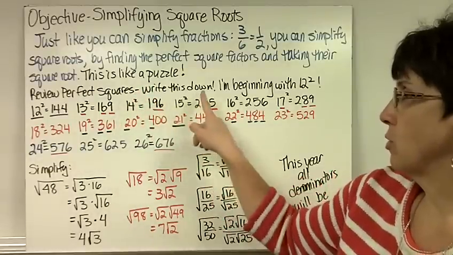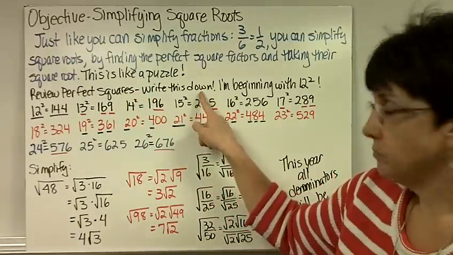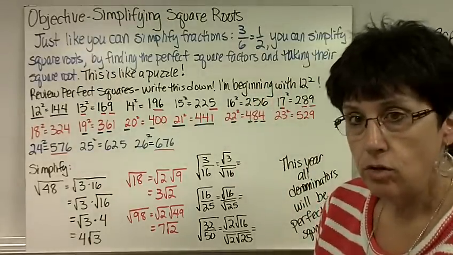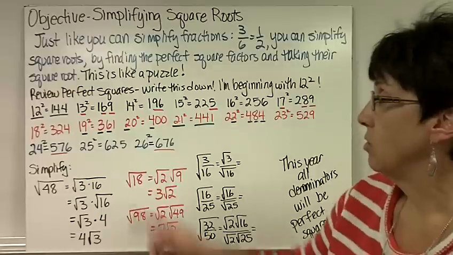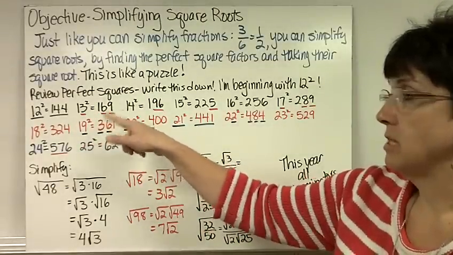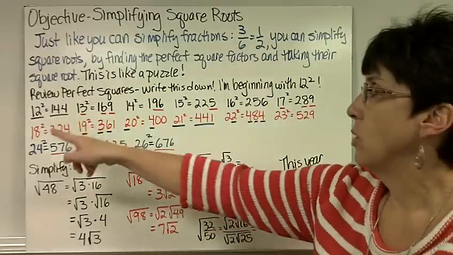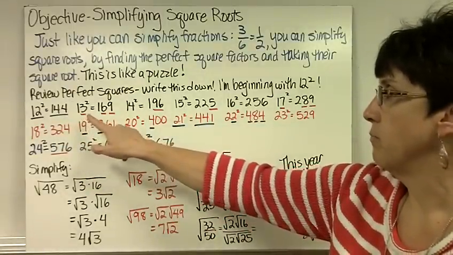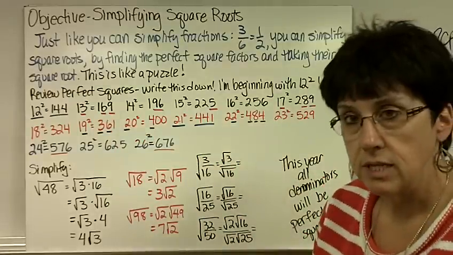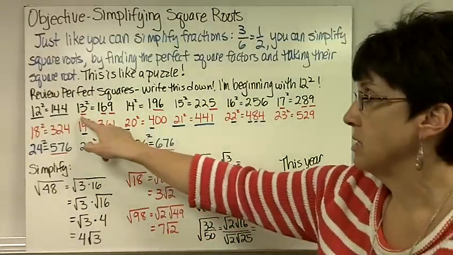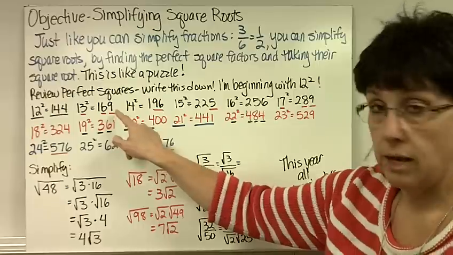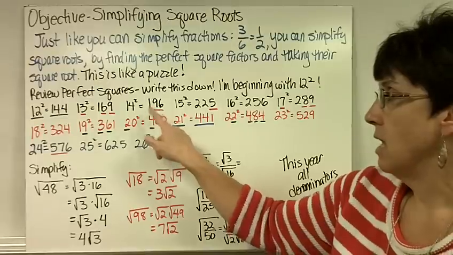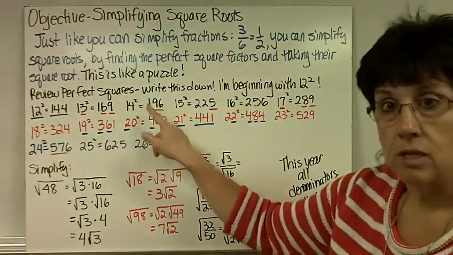So let's review perfect squares, and I'd like you to write this down. I'm beginning with 12 squared, and I think you can write it down as we go along because I'd like you to see all of the things I want to talk about to help you remember. 12 squared is 144. 13 squared is 169, and you can help remember because the numbers go 3, 6, 9 in order. Okay? 14 squared is 196. The 6, 9 is now reversed, 9, 6.